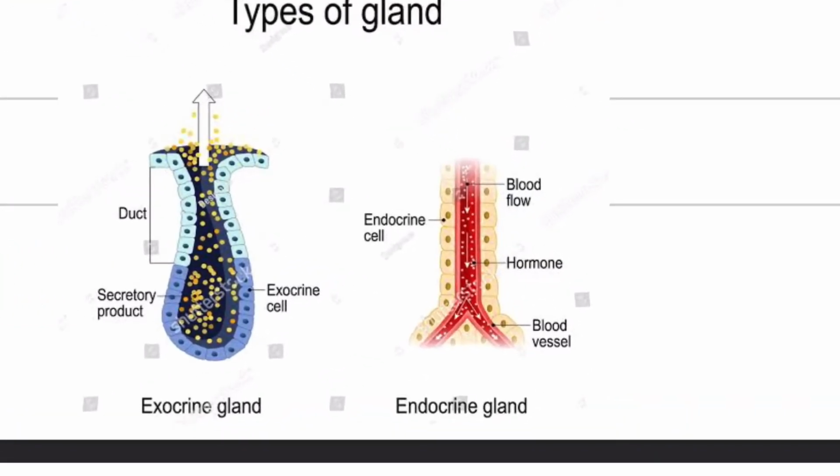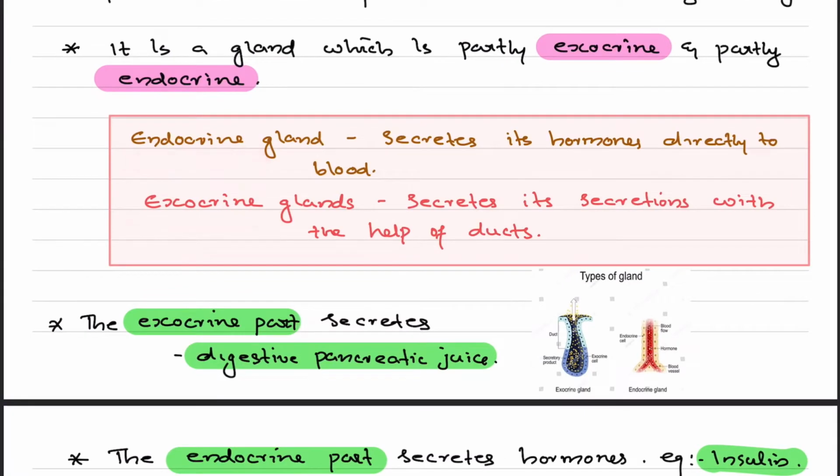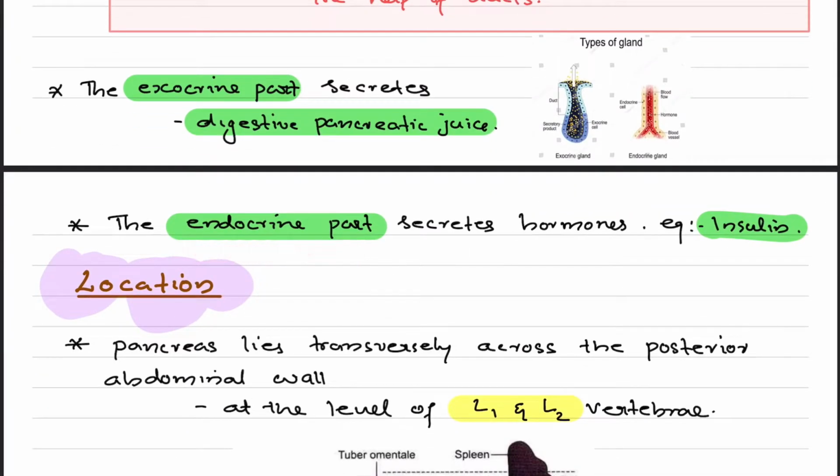Here these are glandular cells. The secretion from this gland, which is hormone, is released directly into blood. So they are endocrine glands. That's the difference between endocrine and exocrine. So the pancreas is a mixed gland which has an exocrine part and an endocrine part. The exocrine part of pancreas secretes digestive pancreatic juice, whereas the endocrine part secretes the hormone insulin. I'm sure you have heard about insulin.